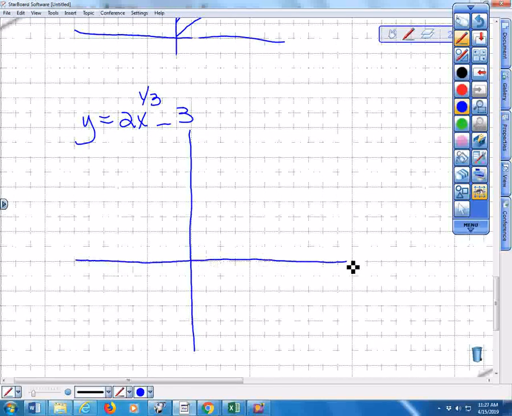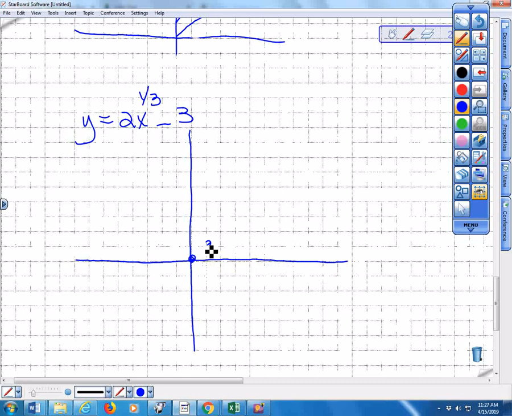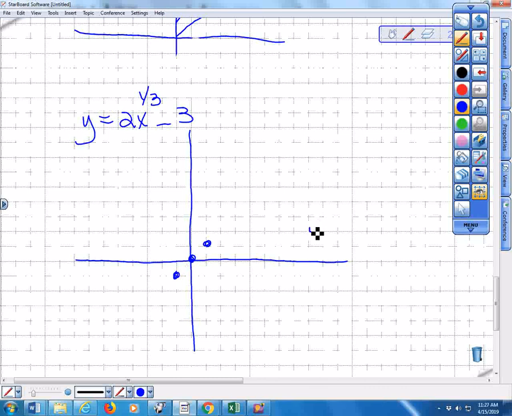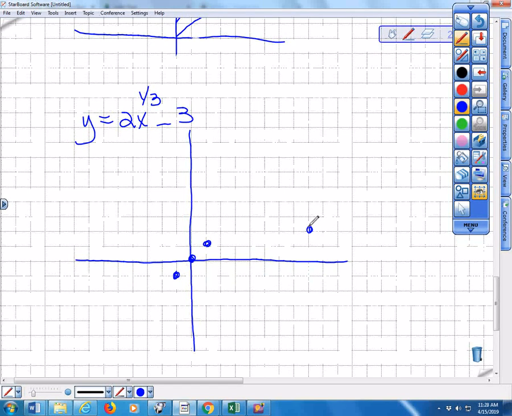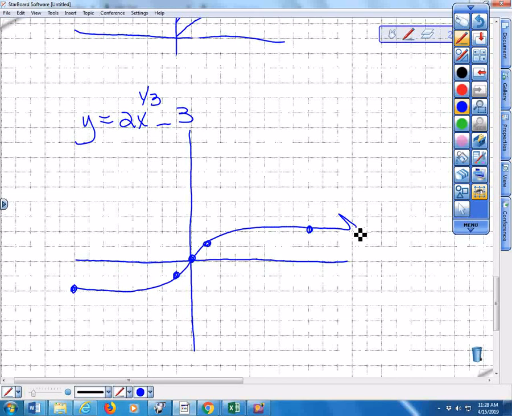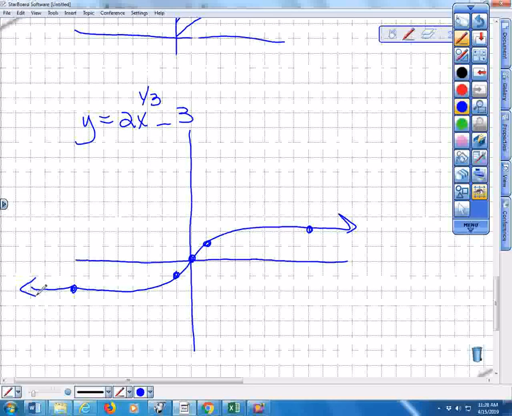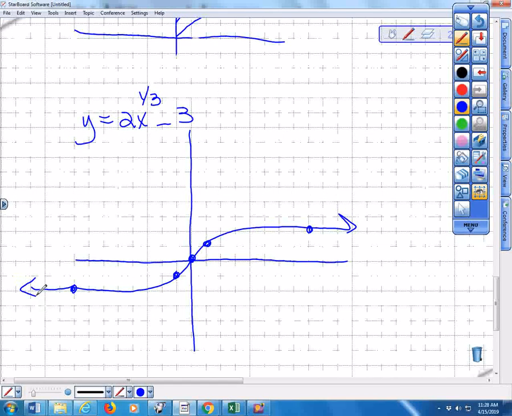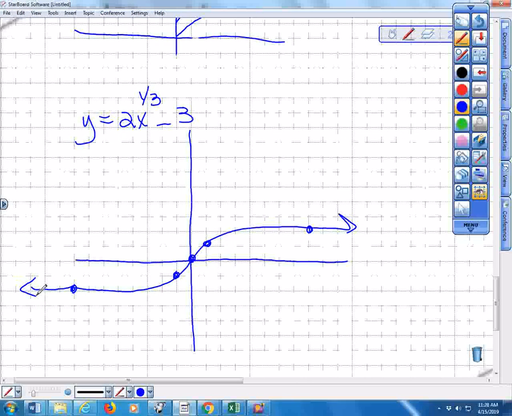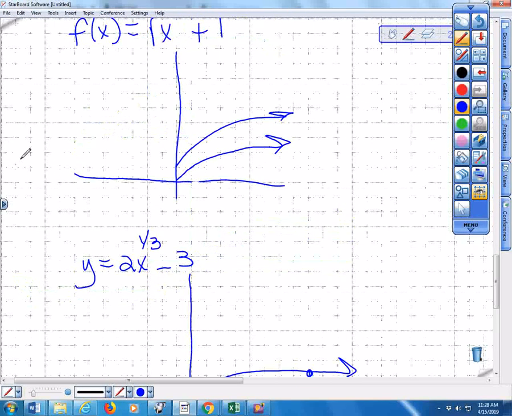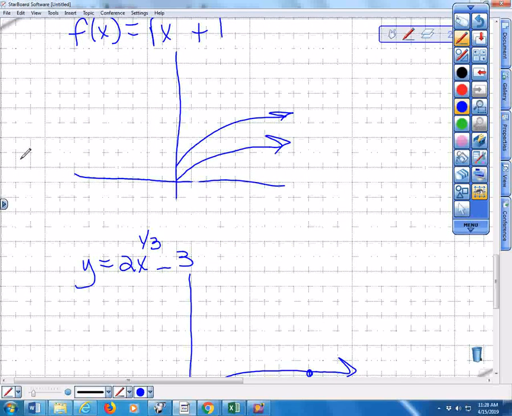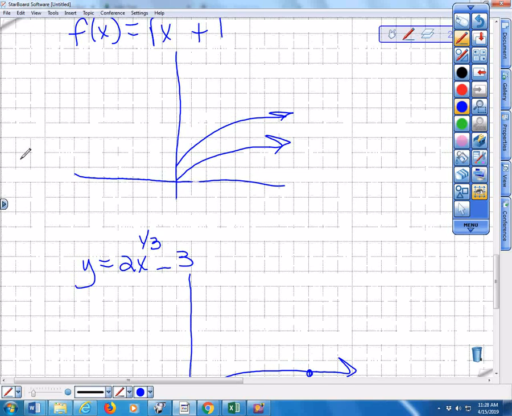Well, you need to know the parent function of the cube root. That's what the cube root of x looks like. We're also supposed to state the domain and range. I better go back and do that one for this one. What's the domain of this final graph? 0 to infinity. What's the range? 1 to infinity.